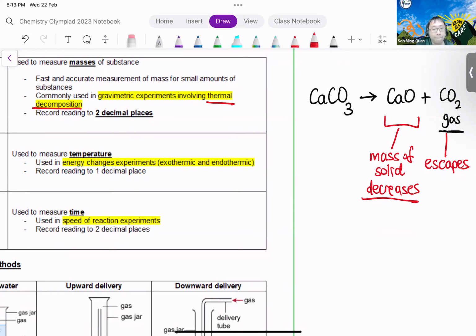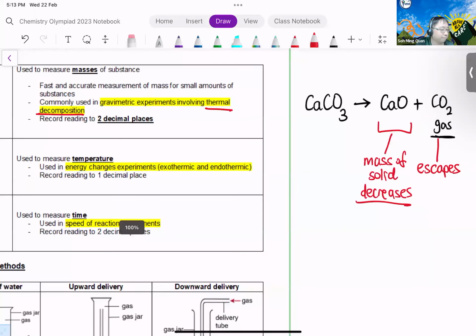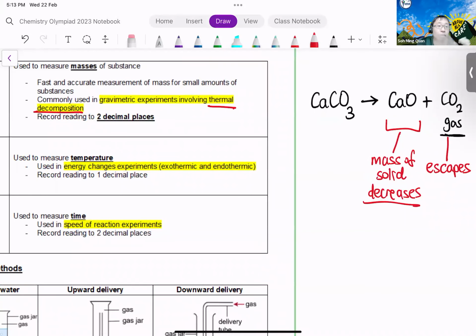For the SJChO, don't worry, we will get on to writing equations in one of the training sessions as well. But just to let you know what a thermal decomposition is for now: a thermal decomposition is when one big substance, one big compound, breaks down into smaller substances by heating. Carbonates can decompose. Nitrates and sulfates can also decompose, as you will learn later on.